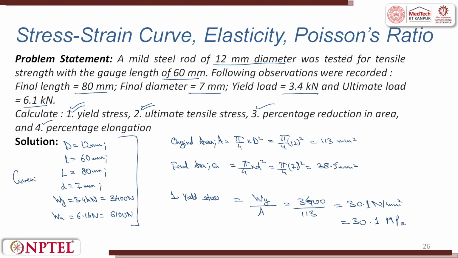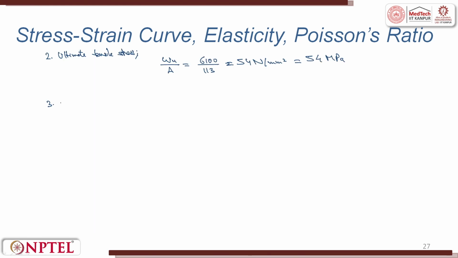Next point that is asked is percentage reduction in area. It is so simple. We have the initial area and the reduction in area, that is A minus A final. This is in percentage, we will calculate, that is 113 minus final area, which is 38.5, that we have calculated, divided by the initial area itself. This is equal to 0.66. In percentages, we can call it 66%, right.